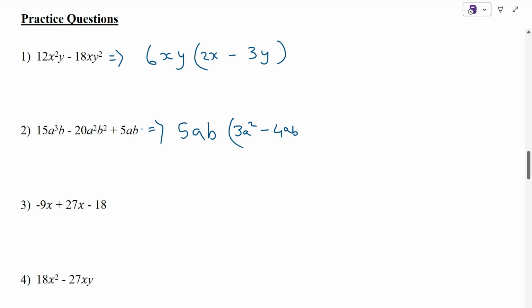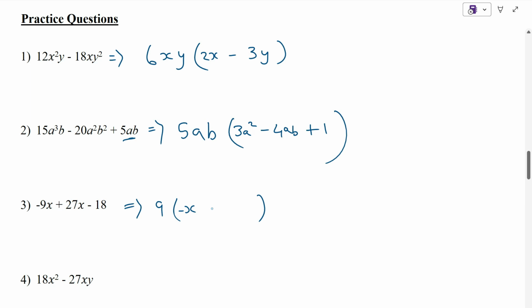5 with just 1, a with a, b with b, so this is going to be just 1 to give us this here. Third question, the largest number that goes into all of these coefficients is 9. And x isn't part of all of these terms here, so we can't include it as the common factor. So we're just going to have 9 on the outside. 9 multiplied by minus x.